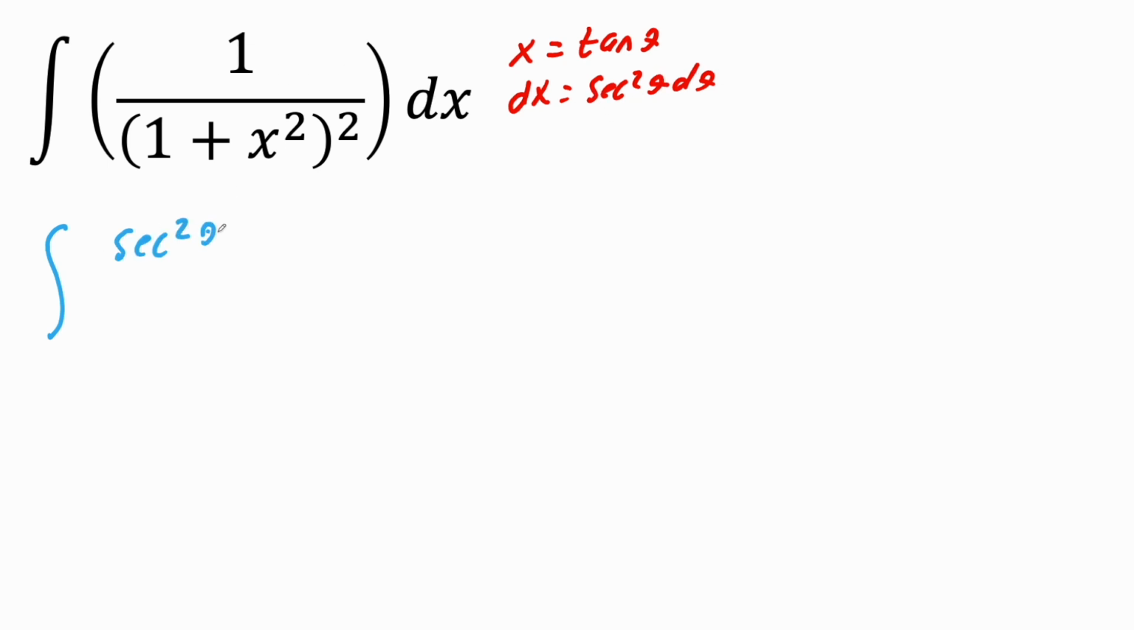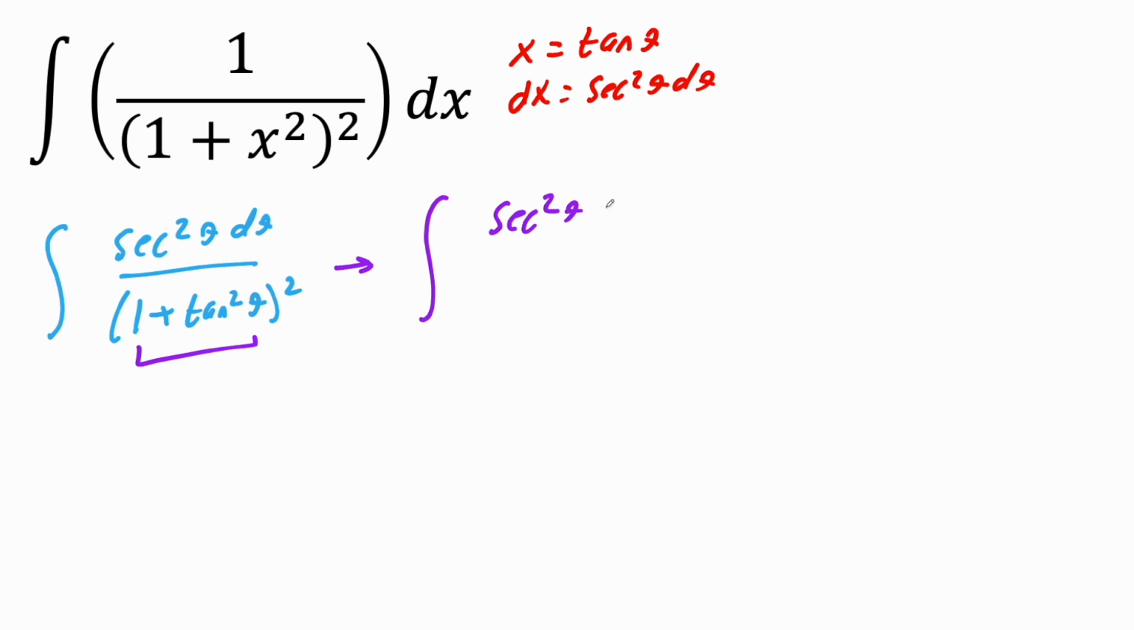So secant squared theta d theta divided by, instead of saying x squared, I'm going to get tan squared theta. So I have parentheses 1 plus tan squared theta, close it, square it. Now it's important that we know some of our trig identities. 1 plus tan squared theta is the same as secant squared theta. So we're going to swap again. Secant squared theta d theta divided by parentheses secant squared theta, close it, squared.